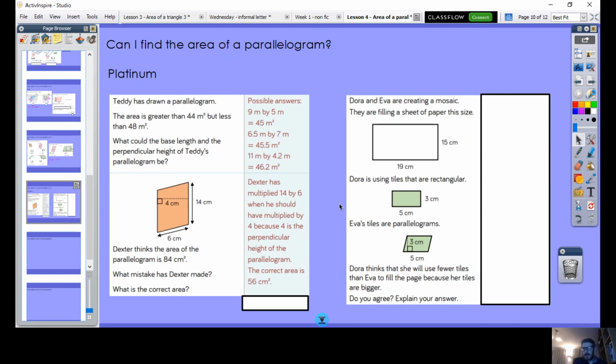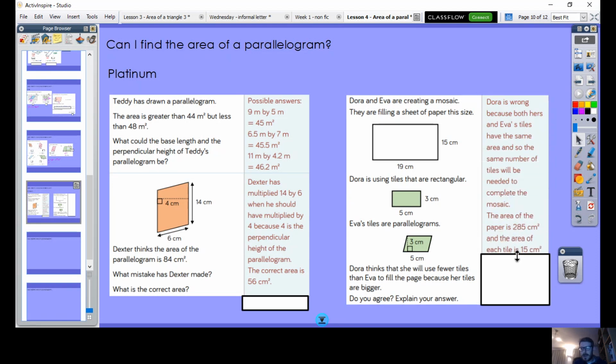Explain your answer. So hopefully you thought back to what we were saying at the start and how we could cut out the parallelograms to make them the same size as a rectangle. So Dora is wrong, because both hers and Eva's tiles have the same area. So because this tile is 5 by the perpendicular height of 3, this tile is also 5 by 3.